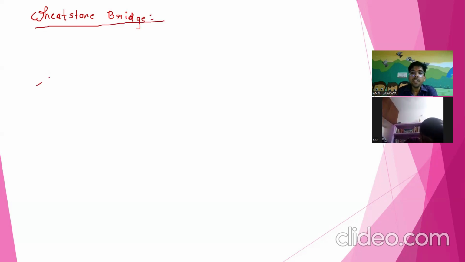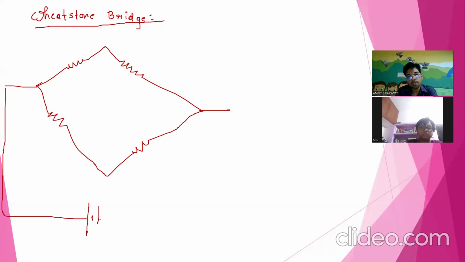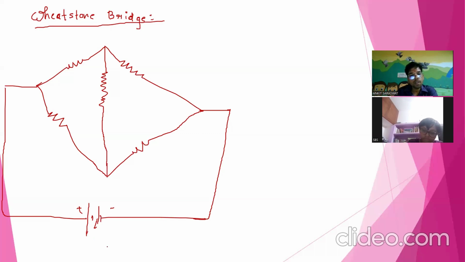For example, Wheatstone bridge is a network, a bridge-like network. Have you seen a bridge? It is in that shape. One resistor is here, one here, one here, one here, and this is the cell. Here we have connected a cell or battery, and there is one resistor in the diagonal, maybe a galvanometer, and battery voltage V.